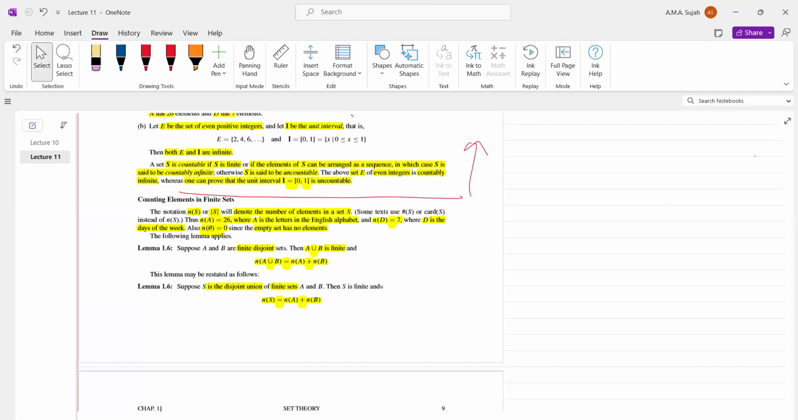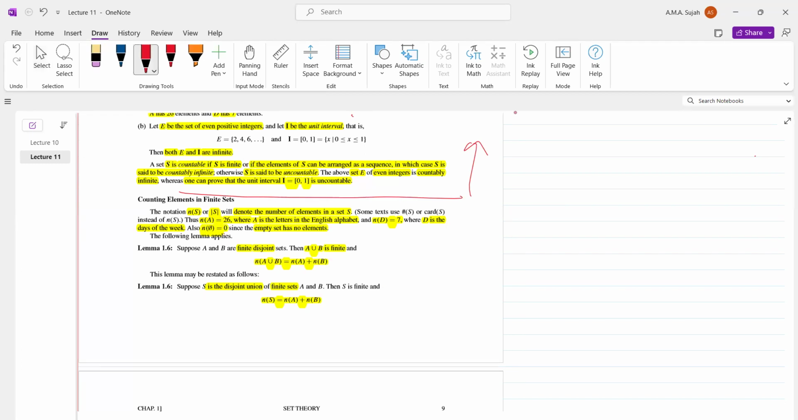How can we check a countable set? If it is an infinite set, we can say that is not a countable set. Even if it is an infinite set, you need to check if there is any sequential order. The elements are arranged in any sequential order or not. If the elements are arranged in a sequential order, we can say that is a countable infinite set. Otherwise, we can say that is an uncountable set, right?